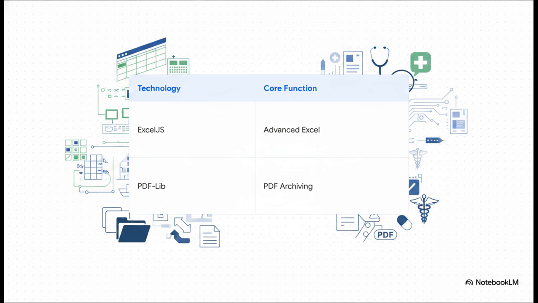Paired with that, PDFlib handles archiving and merging. It takes all those various certificates pulled from UTS and automatically merges them into a single, cohesive PDF archive with zero external dependencies. It perfectly bridges the gap between raw web scrape data and professional, compliance-ready documentation.